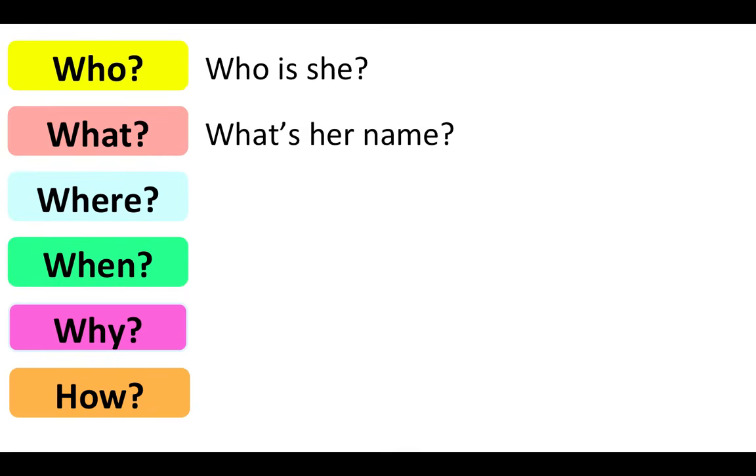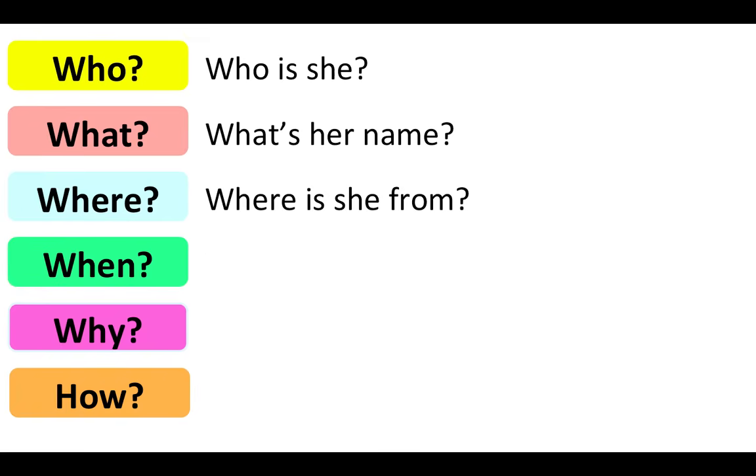Who refers to people. For example, who is she? What is used when we're asking for specific information about something. For example, what's her name? Where refers to a place or direction. For example, where is she from?